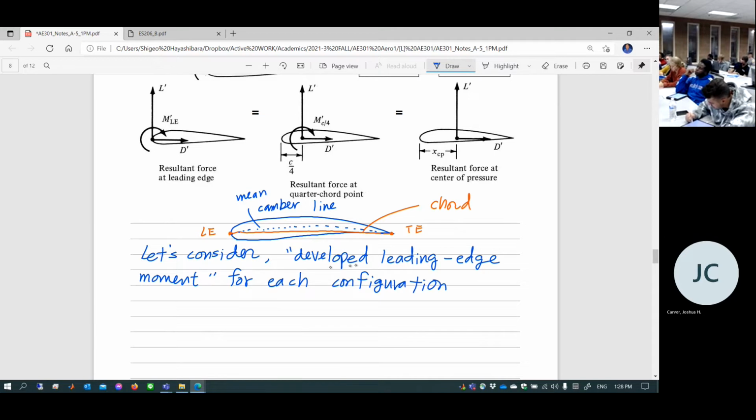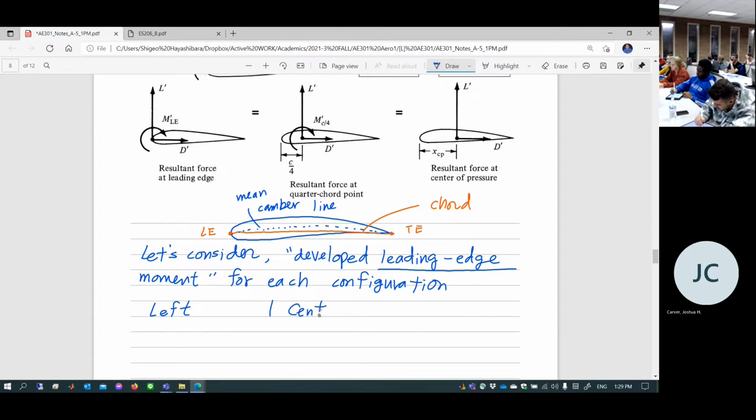Now, interestingly, you don't have to choose leading edge. You can choose any location, by the way. You can choose what is the moment at the quarter chord, that's fine too. But anyways, leading edge is the easiest. But it could be trailing edge, could be fine. But anyways, for this figure, how much leading edge moment do you have, of course? M prime LE.